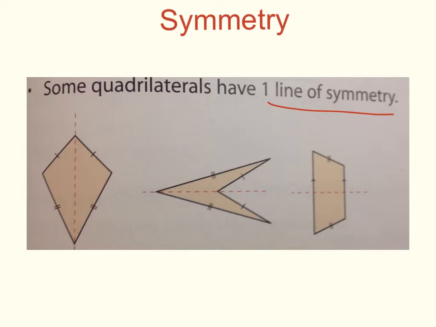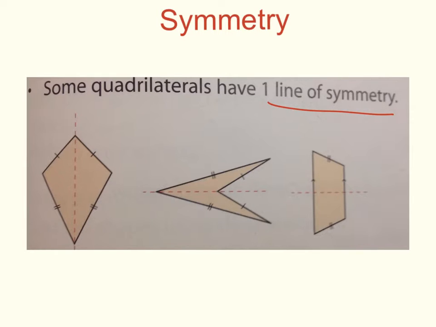Same with this kite here. Cutting it down the middle, this side is the same as that side. But I couldn't cut it this way, for example, because if I tried to fold it over, would it line up very nicely? No, it wouldn't. And this trapezoid has one line of symmetry right there. If I tried to cut it this way, it wouldn't line up very nicely. This side, side 1, would not fold over onto side 2 very nicely.